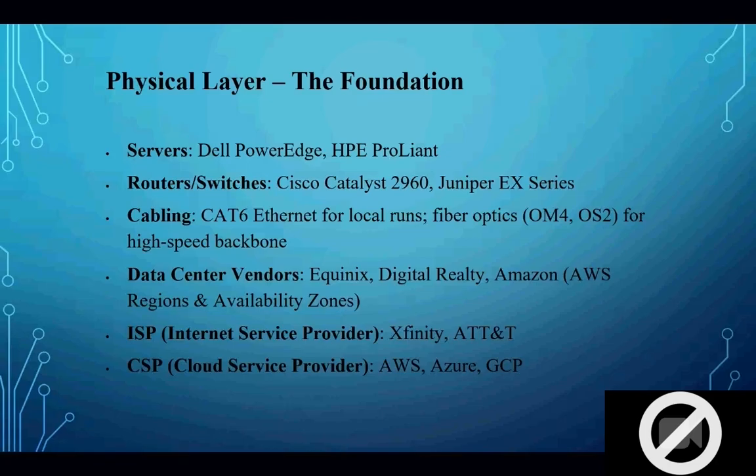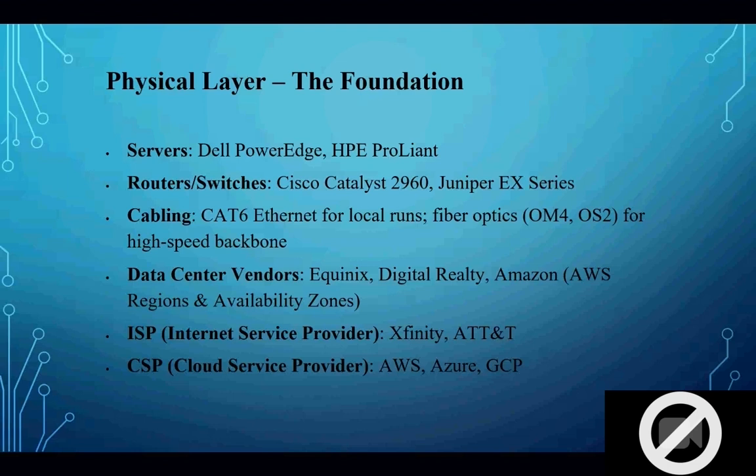This is my first slide, physical layer. As you know, the physical layer is the backbone of all IT infrastructure. Basically, it includes all kinds of tangible components like servers, routers, switches, cabling, firewalls. Then we have data centers, internet service providers, and cloud service providers. I put ISP and CSP here as part of the physical layer, because you will see later what I mean, but basically they have all of those things too, like data centers, servers, routers, switches, cabling.